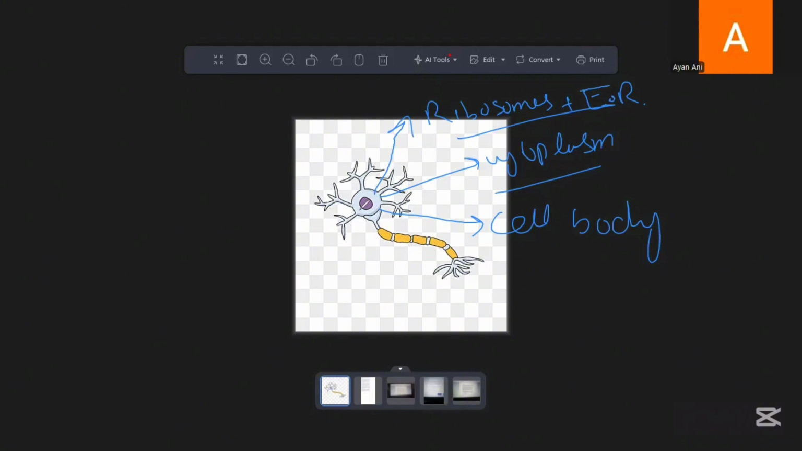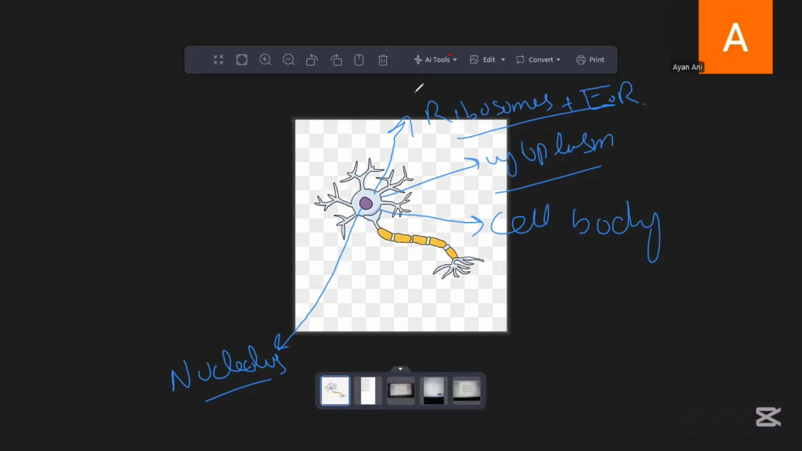And this prominent structure in the center of the cell body is called the nucleolus. The nucleolus is the control center of a neuron, involved in controlling various cellular activities, such as those performed by ribosomes and endoplasmic reticulum. Protein synthesis is initiated by the nucleolus.